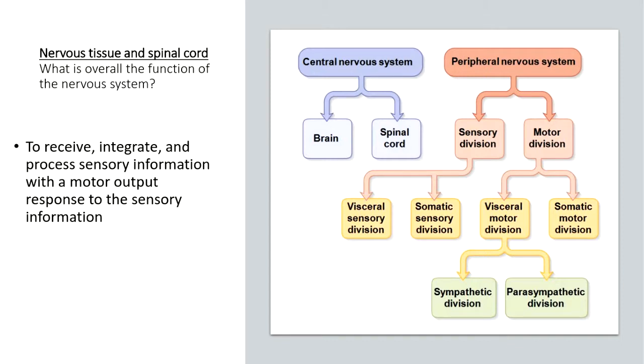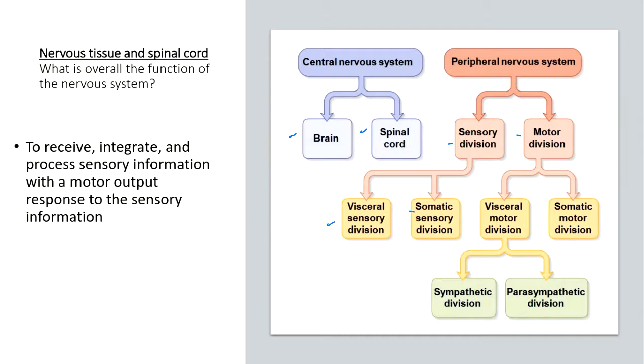So the central nervous system is split into two parts, the brain and the spinal cord. Very simple. Anything outside of that is the peripheral nervous system. Now, the peripheral nervous system is split up into a sensory division and a motor division. In the sensory division, you have visceral sensory, which is your visceral organs, and then you have your somatic sensory division, which is your skin, joints, and muscle. And then you also have the visceral motor and then the somatic motor.